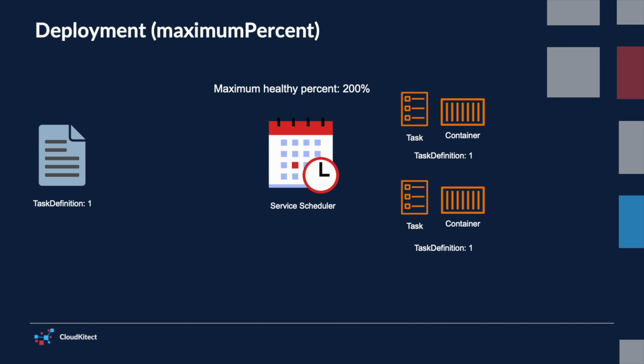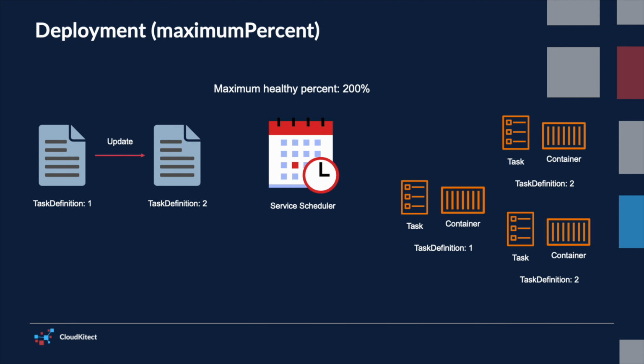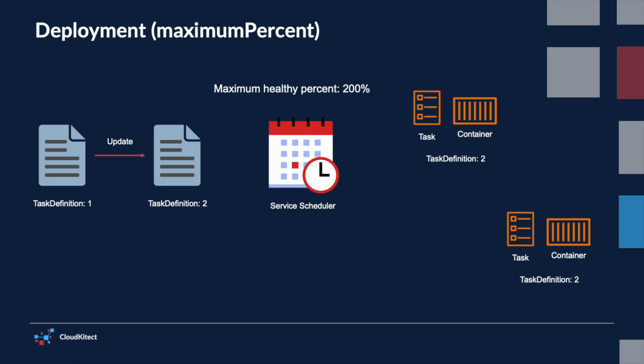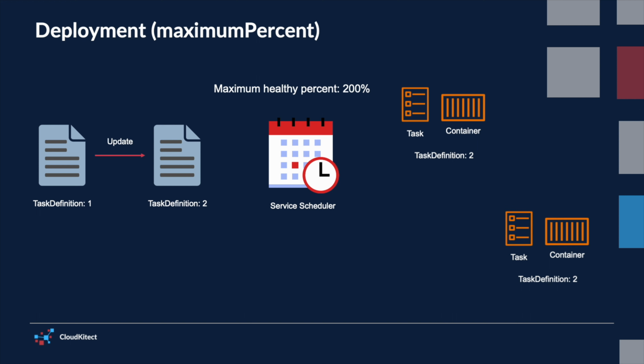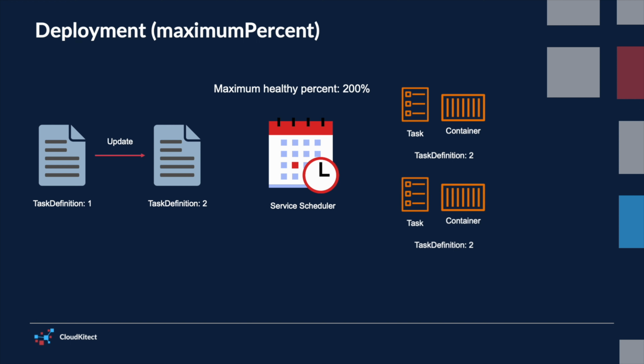A maximum % parameter defines the maximum number of tasks that can be run during a deployment, expressed as a percentage of the desired number of tasks. For a service with 2 desired tasks, ECS allows up to 4 tasks to simultaneously run during the deployment. A higher maximum % allows for faster deployments, as more new tasks can be started above the desired count, but it may temporarily require more resources.